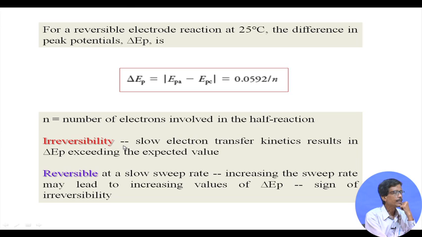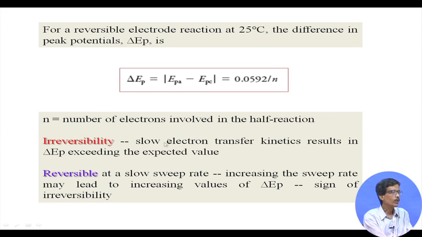Irreversibility is such that slow electron transfer kinetics results in delta EP exceeding the expected value. The expected value is 60 millivolt. If it is beyond 60 millivolt, sometimes it can be 120 millivolt, even 180 or 240 millivolt. These are the ranges we get. We consider that electron transfer is there, but it is an irreversible electron transfer, because it can go only for oxidation or only reduction.